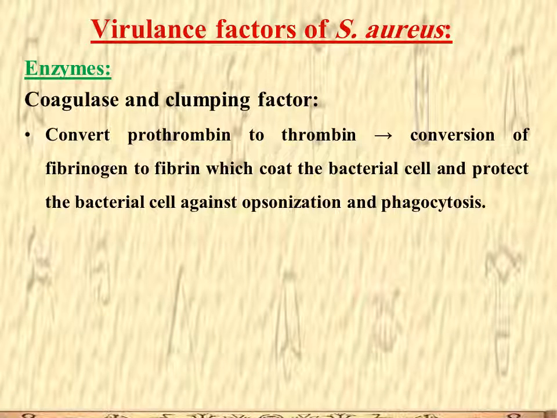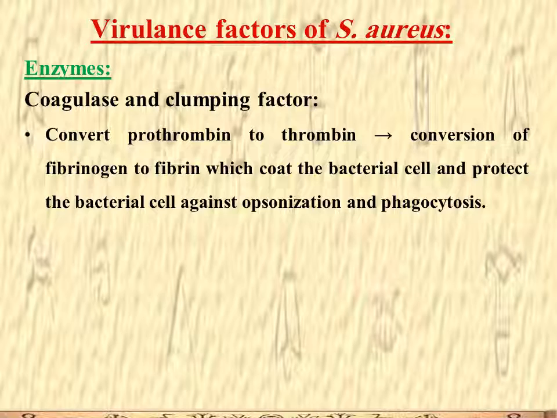What about the virulence factors of Staphylococci? Staphylococci have different factors that help it to produce its pathogenic effect over the human being, including enzymes. The types of the enzymes which are produced by Staphylococci are, number one, the coagulase and the clumping factor. What is the importance or the effect of this coagulase enzyme? It converts the prothrombin into thrombin that will act over fibrinogen to change it into fibrin. What about this fibrin? It will coat the bacterial cell.